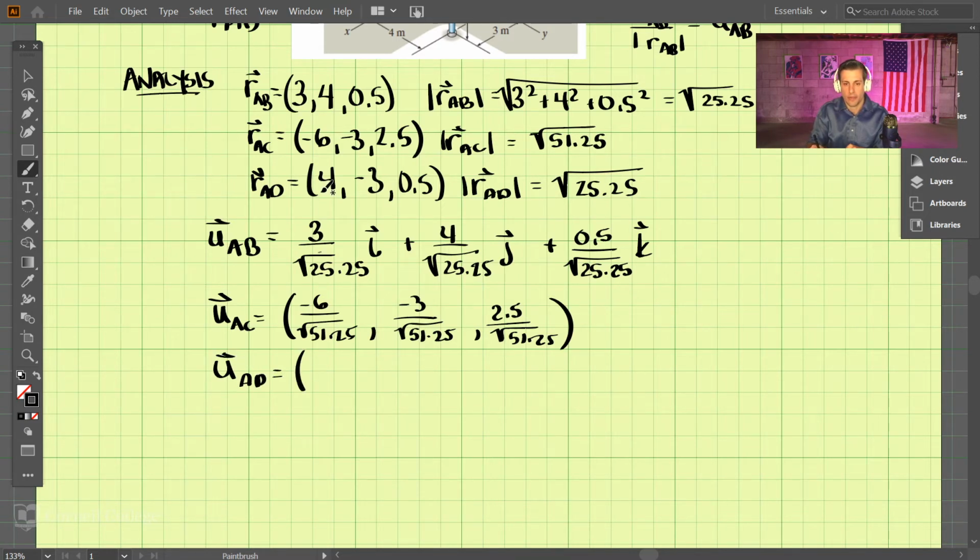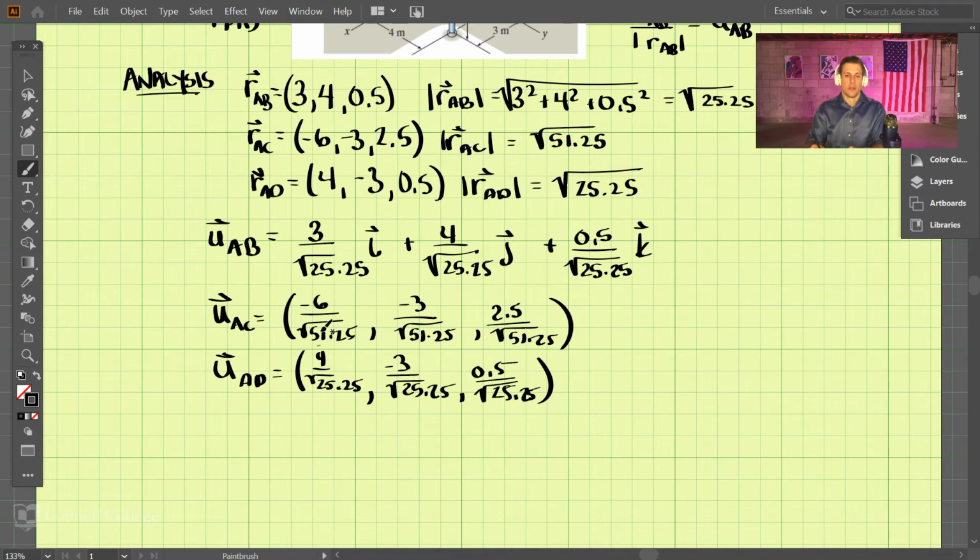So that's the unit vector for AC, and then the unit vector for AD. We would do the same thing: 4 divided by square root of 25.25, -3 divided by square root of 25.25, and lastly 0.5 divided by square root of 25.25.